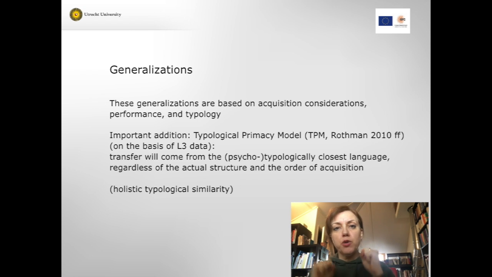Very importantly, Rothman underlines over and over again that this is a holistic model. So even if you have one specific structure that Spanish and Italian do not share, you will still see transfer from the Spanish overall to Italian, rather than from English to Italian, because overall, holistically, the languages are typologically very similar. We need to have this definition for what's going on later, especially to look at things from a microcontact viewpoint.